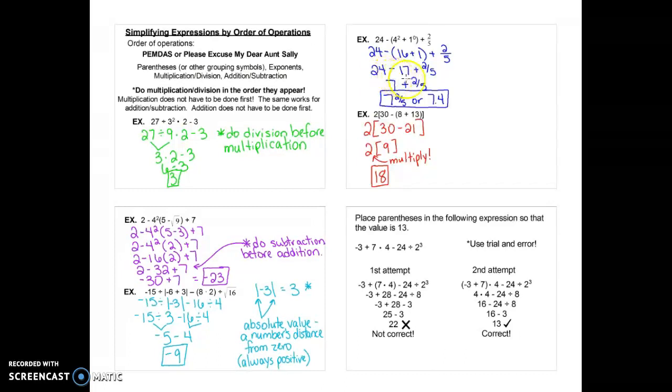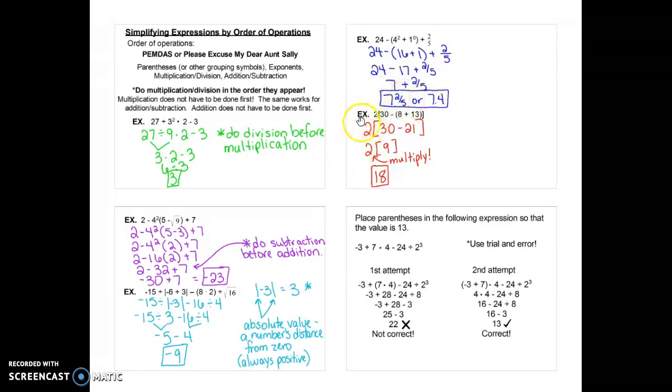So we take care of the 24 minus 17 first. 24 minus 17 gives us 7. We drop down our plus 2/5. Now you can take care of the final step, which is the addition. 7 plus 2/5 is simply 7 2/5, or if you do that in your calculator, you're going to get 7.4 for a final answer. Either one is acceptable.